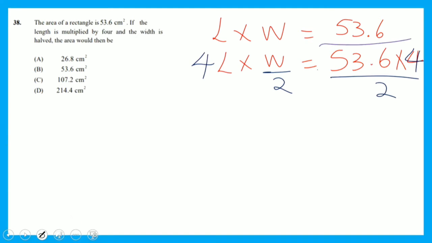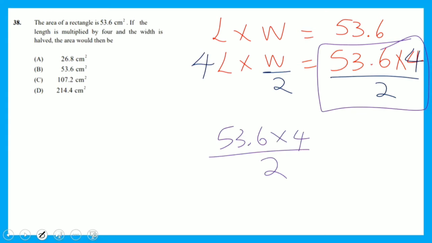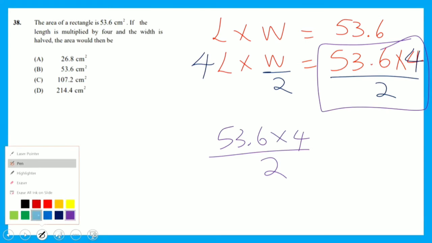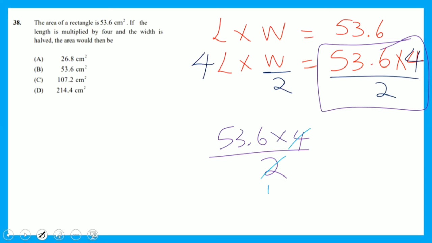And of course, we just need to simplify this side to find that answer. 53.6 times 4 divided by 2. You can either multiply 53.6 times 4 first and then divide that answer by 2. But I'm just going to go the short way and do 2 into 4 goes 2 times. And once you multiply 53.6 by 2, of course, you will get C. All right, 107.2 centimeters squared.